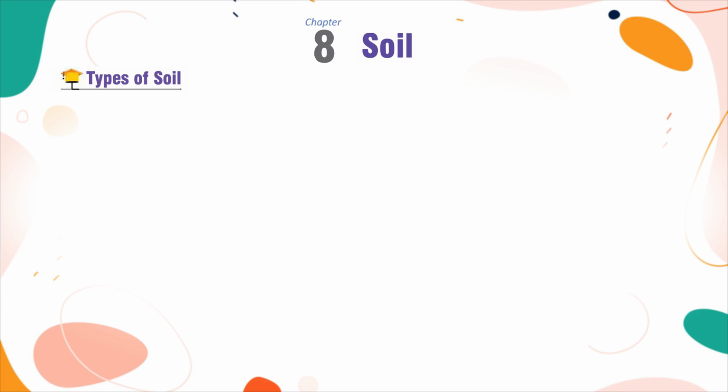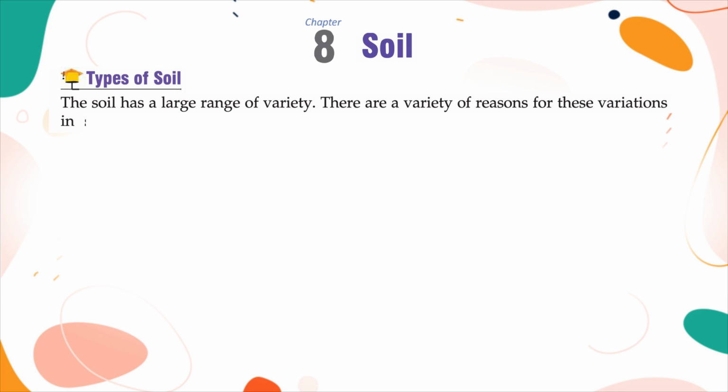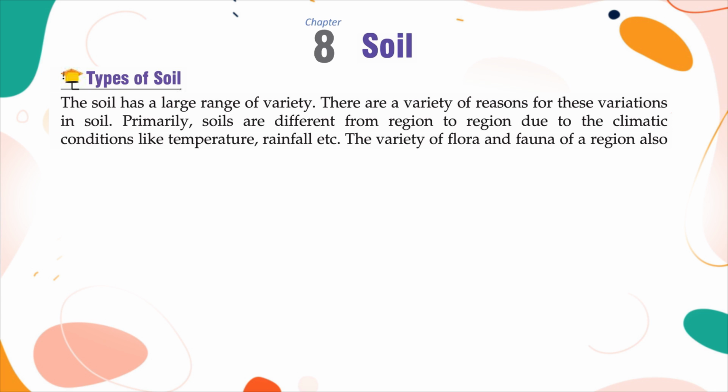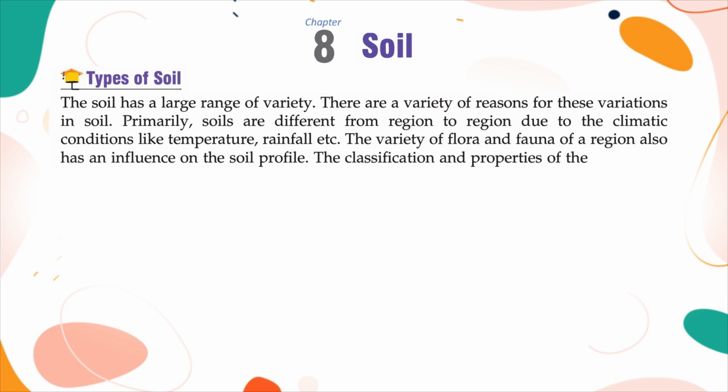Types of soil. The soil has a large range of variety. There are a variety of reasons for these variations in soil. Primarily, soils are different from region to region due to the climatic conditions like temperature, rainfall, etc. The variety of flora and fauna of a region also has an influence on the soil profile. The classification and properties of the Indian soil are discussed below.